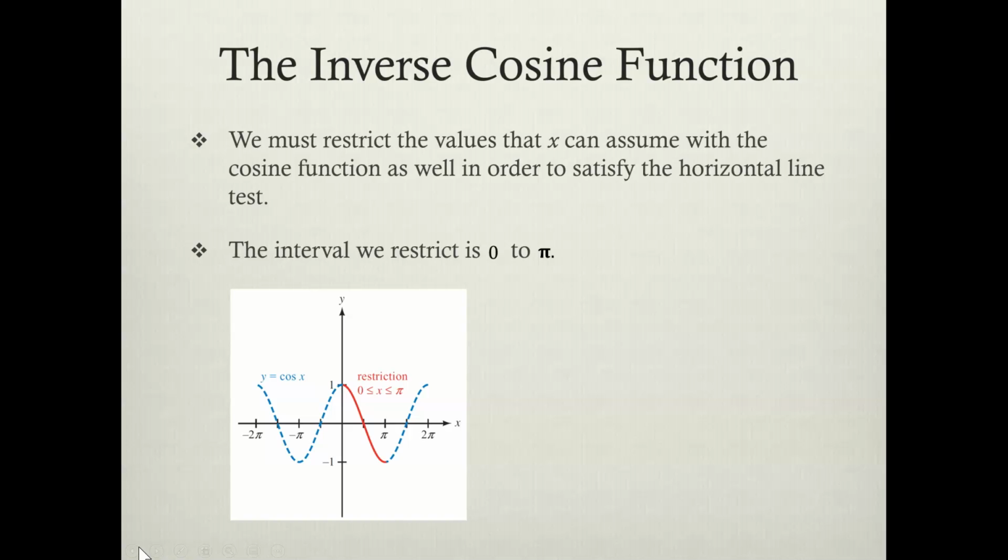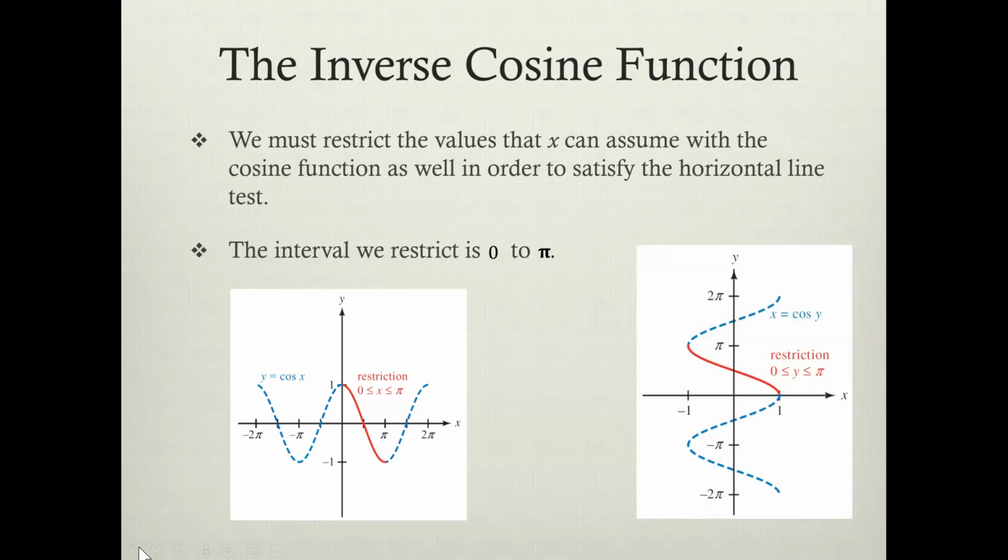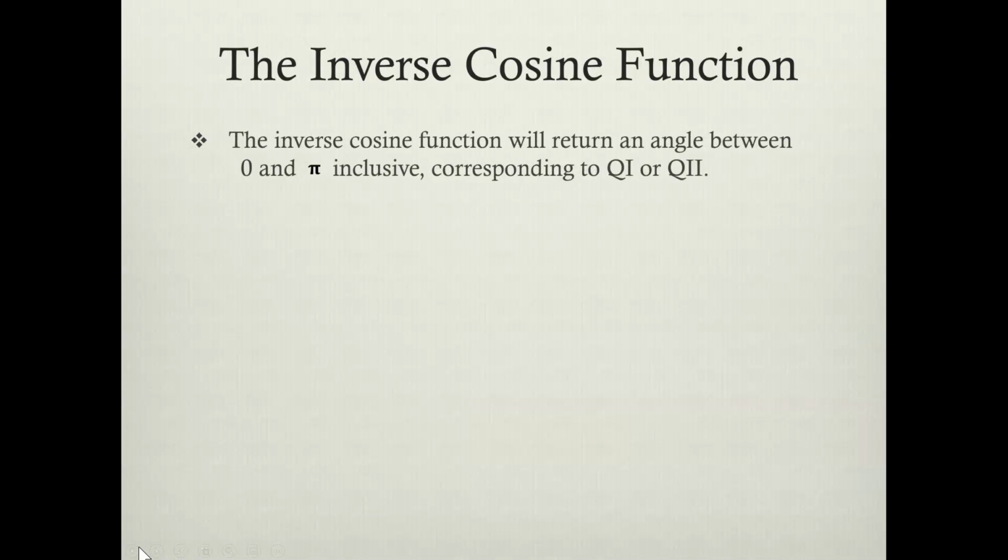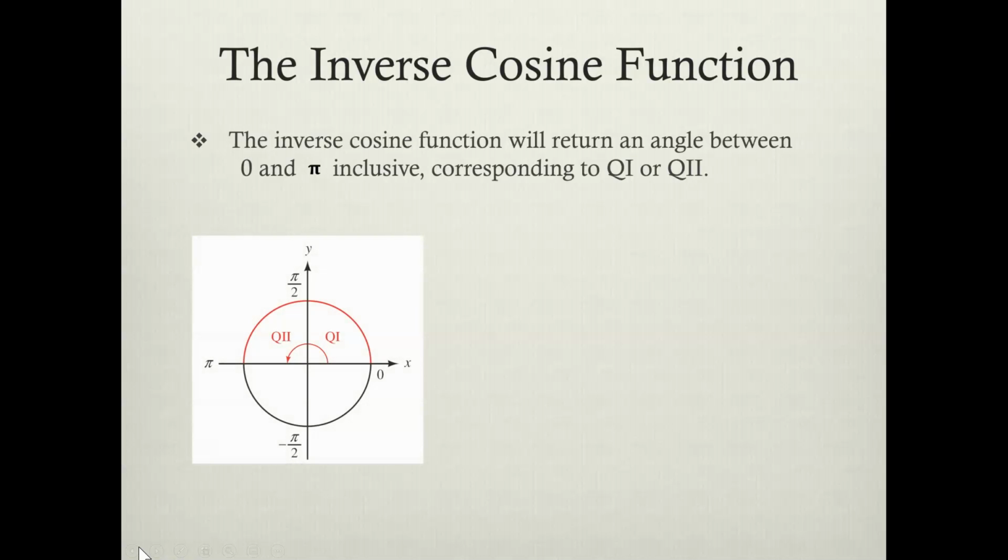Just as we did with the sine function, we must restrict the values that x can assume with the cosine function as well in order to satisfy the horizontal line test. The interval we restrict is from 0 to pi. Here's the graph of the inverse relation x equals cosine y with the restricted interval after the cosine curve has been reflected about the line y equals x. The inverse cosine function will return an angle between 0 and pi inclusive corresponding to Q1 or Q2.